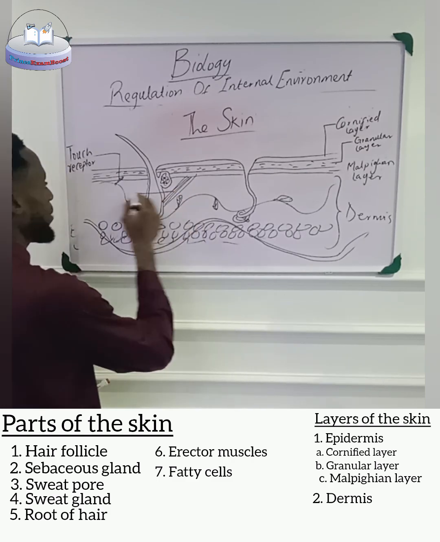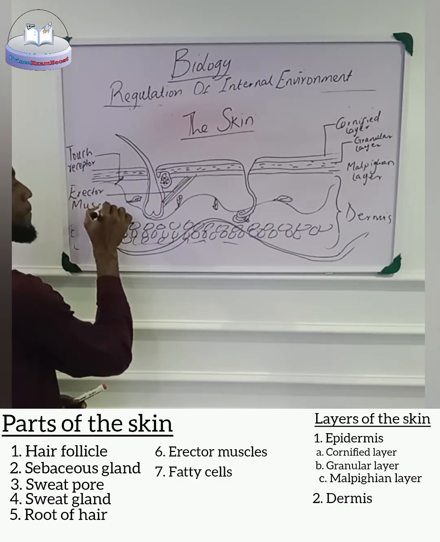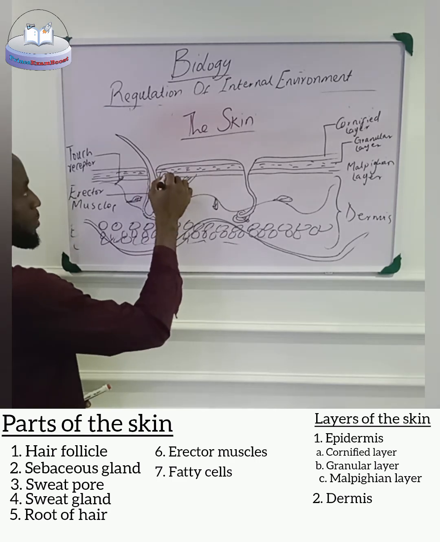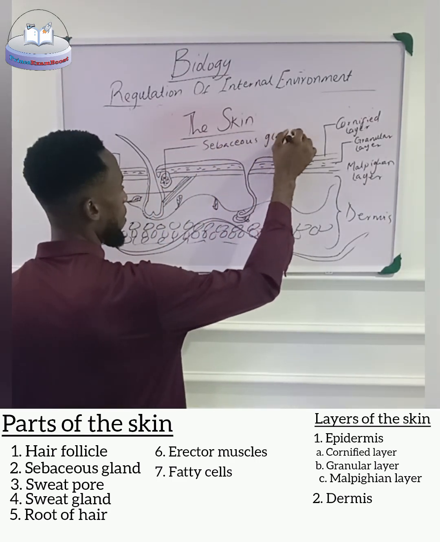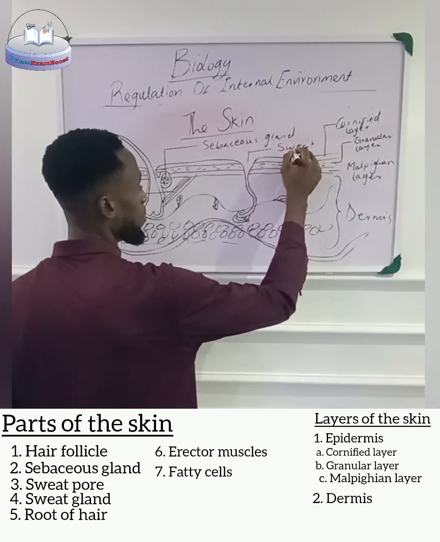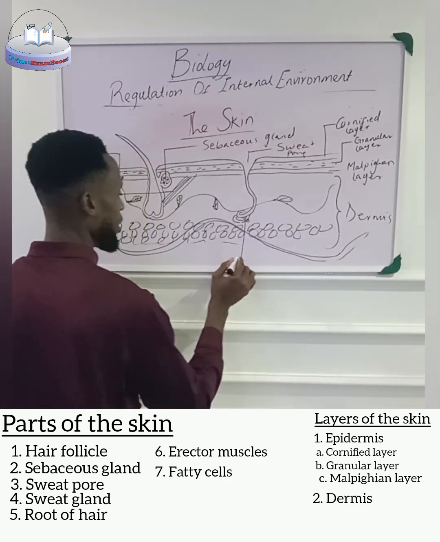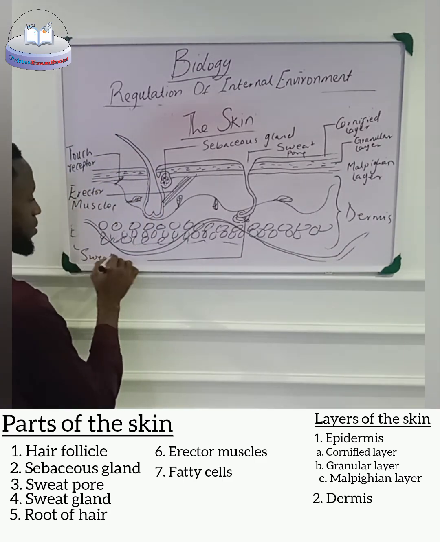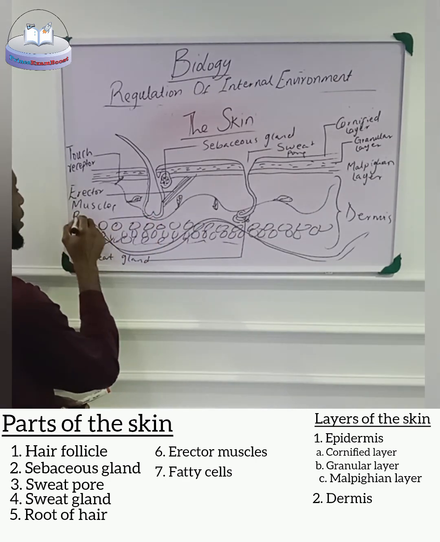I do not have space, so this is erector muscles. This I mentioned is the sebaceous gland. This hollow here I mentioned is the sweat pore. At the tip here is the sweat gland itself. These are the fatty cells. This is the root of hair.